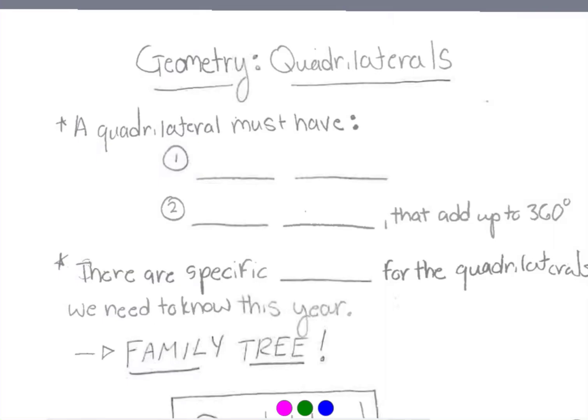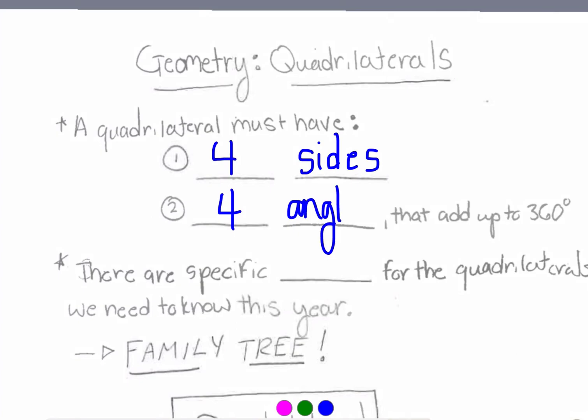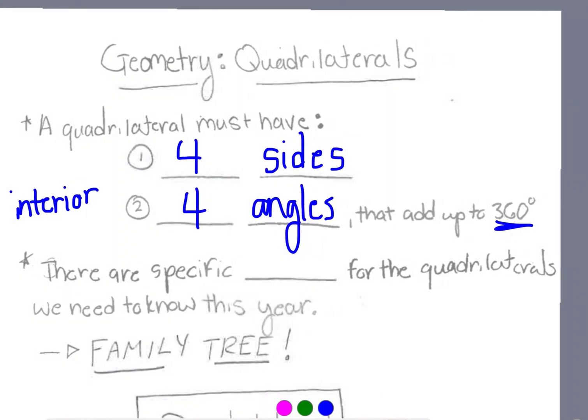Going to talk about geometry with the focus on quadrilaterals. There are two major rules that a quadrilateral must follow: it has to have four sides. So any four-sided figure where all four angles add up to 360 degrees. So if you add up all the interior angles, it's going to add up to 360 degrees.